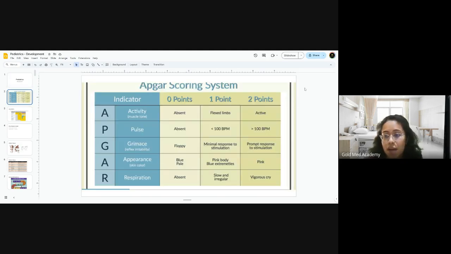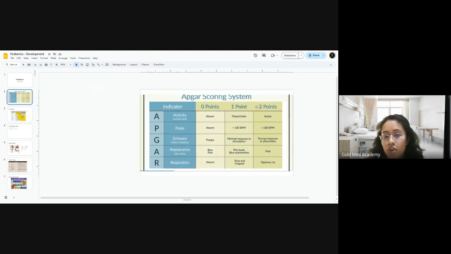Let's start off with the APGAR scoring system first. This is done as a newborn right when they're born. This will be done at the 1 minute mark and then at the 5 minute mark. Usually we look at a couple different factors. We have 5 main categories that we're looking at, starting with APGAR.